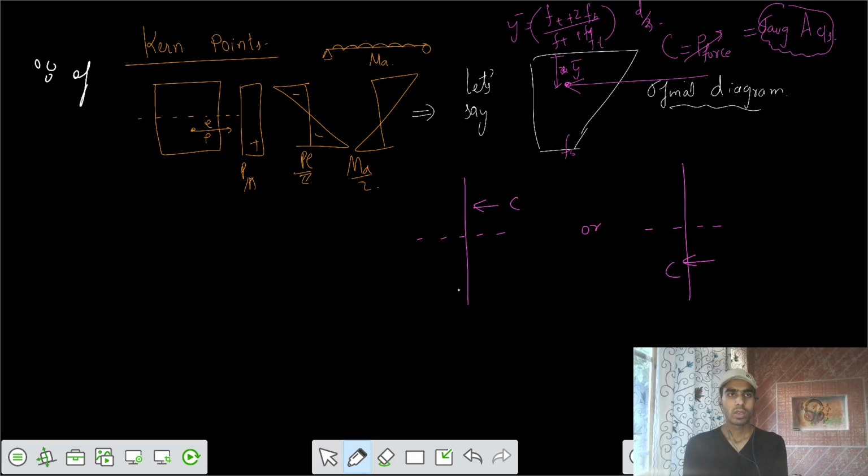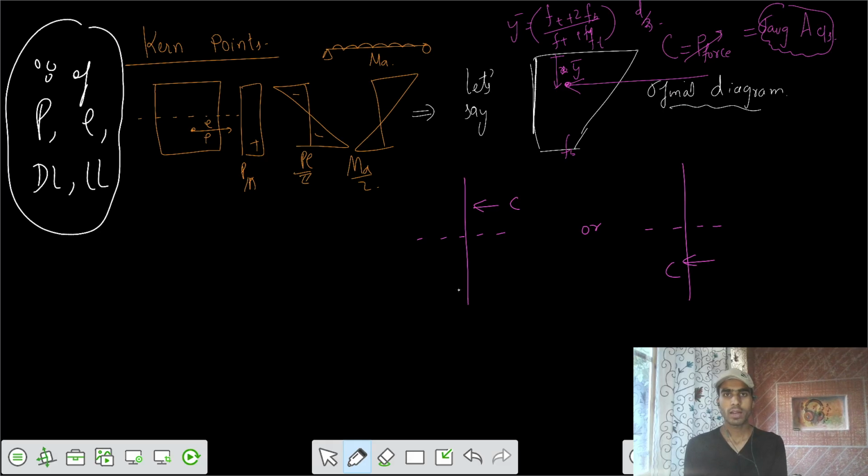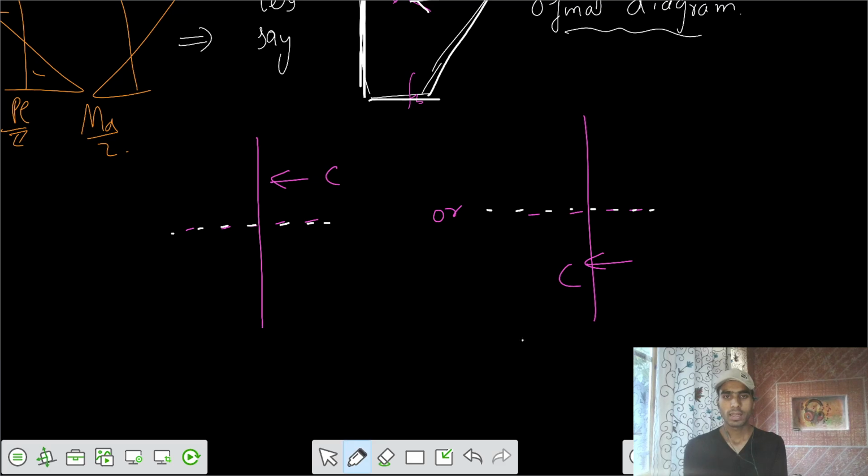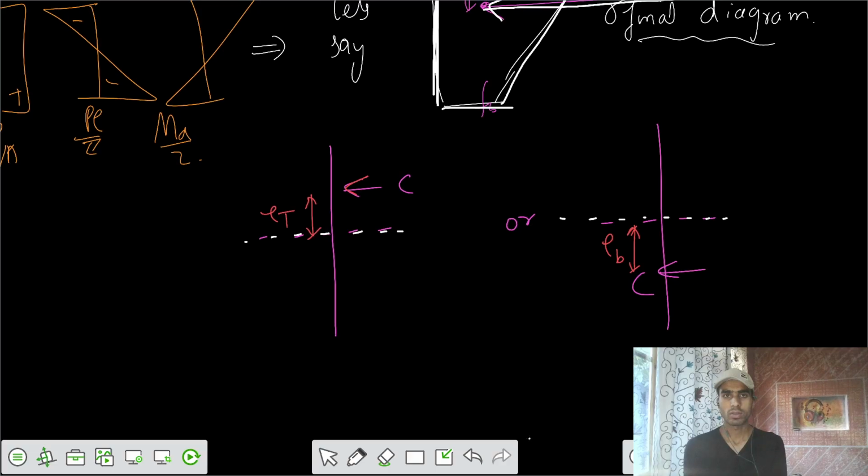So we are solving because of the loads. One is your P, one is your E, one is your dead load, one is your live load. All those effects we are calculating, and we got some final stress diagram. We want to see where your resultant C force is acting. There are two different possibilities: either it can be above the neutral axis or below the neutral axis. Let's say that your C is acting somewhere here, and let's call this part E top and this part E bottom.